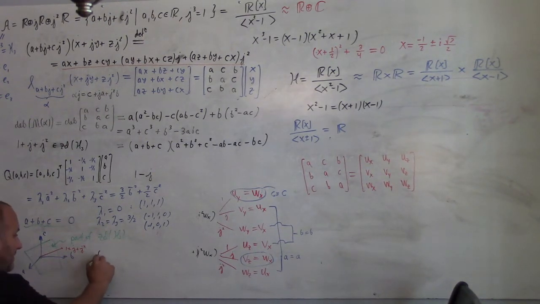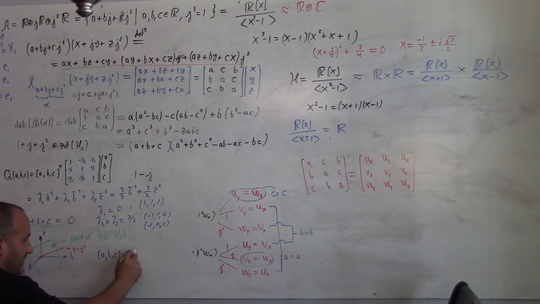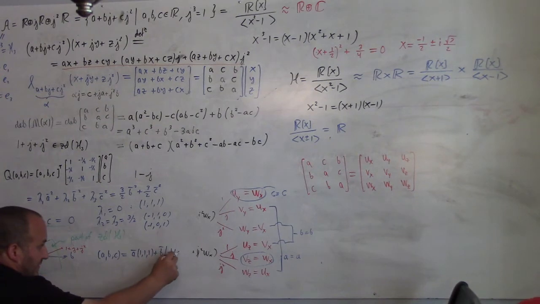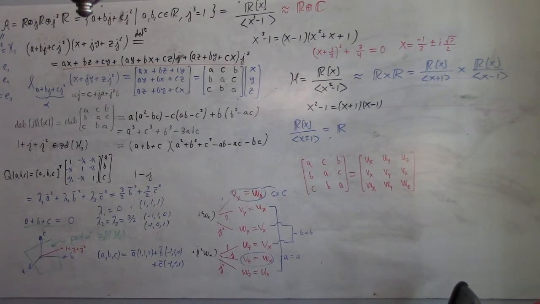So like ABC is equal to a bar times (1, 1, 1) plus b bar times (-1, 1, 0) plus c bar times (-1, 0, 1). Well, I'm sorry, I'm missing some normalization factors here. So let me put some quotes around this, because technically I need to, yeah, there's some normalization factors that are a little sketchy here, but I'm kind of out of time, so sorry.